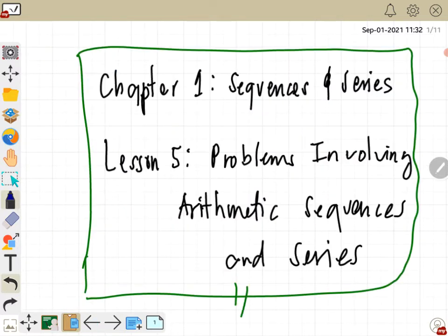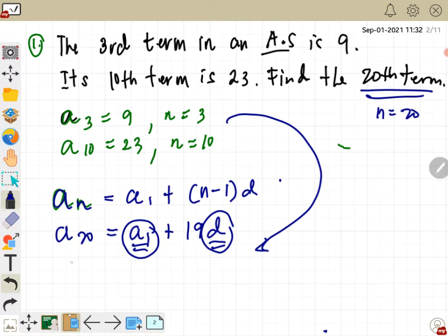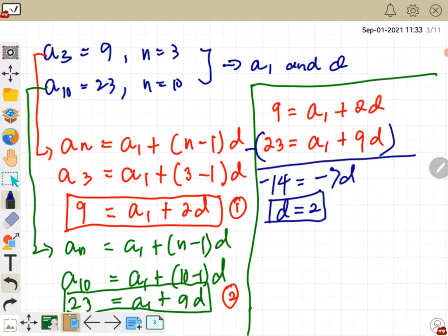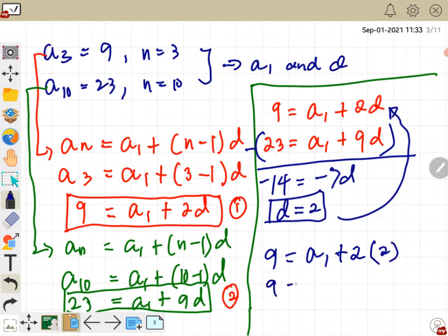So going back here, we have already the value of d. We say a sub 20 equals a sub 1 plus 19 times 2. So we are only left with our value of the first term. How do we get the first term? We will simply substitute d here. So we say 9 equals a sub 1 plus 2 times 2. Okay, so that gives us 9 equals a sub 1 plus 4. So what must be added to 4 to get 9? Therefore, that is 5. So a sub 1 is simply 5.